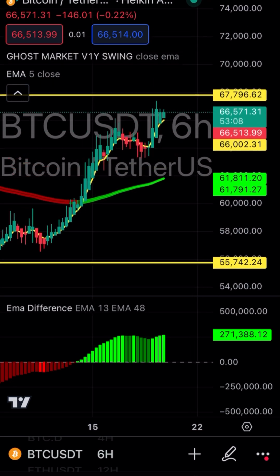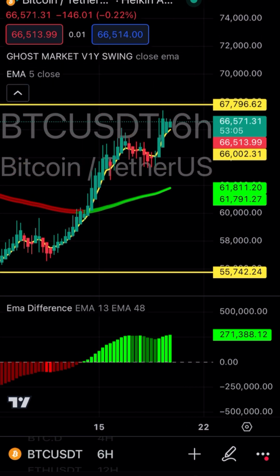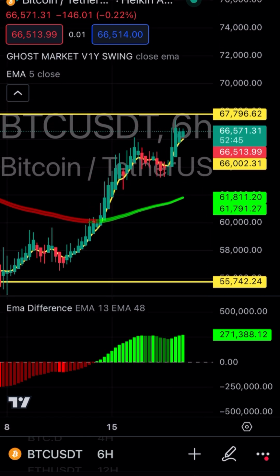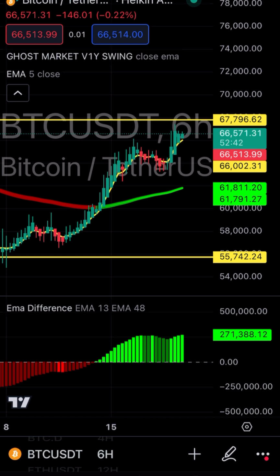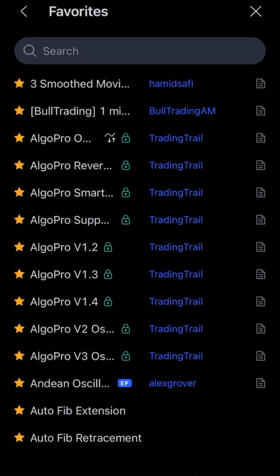Okay, so to set this up, see right here, I have Ghost Market Pro, and I also have a moving average of 5. I only put the moving average of 5 because I wanted to make sure the color was different, that it was just a solid color. That's the only reason. First, let me show you how to set it up with Ghost Market Pro. Actually, first, let me show you real quickly what you would need if you don't want to do this with Ghost Market Pro.